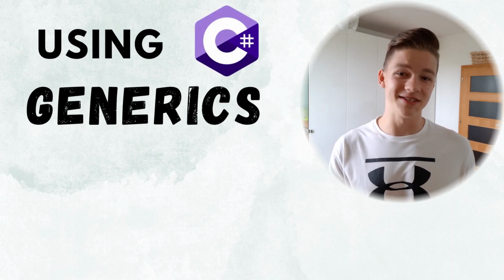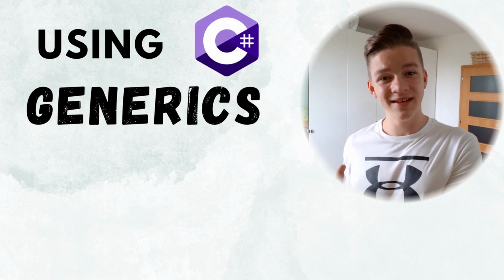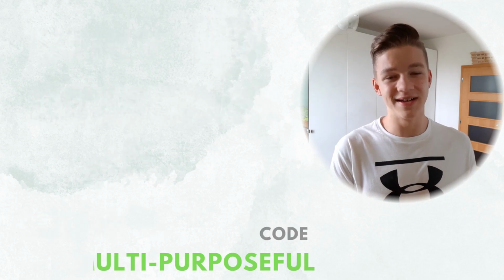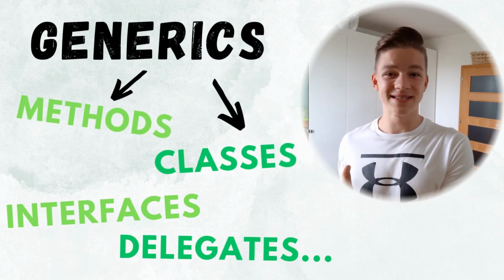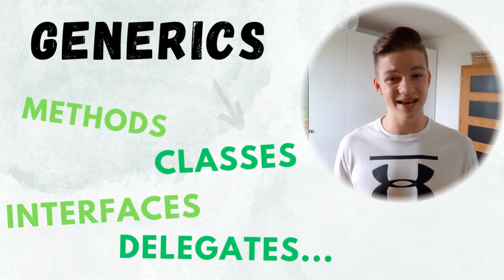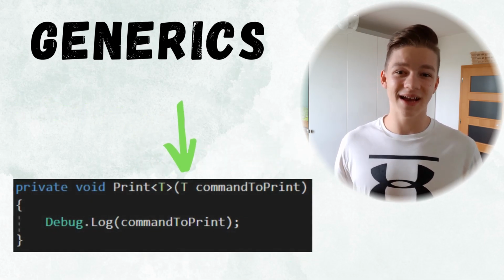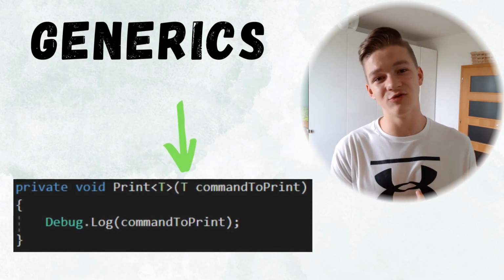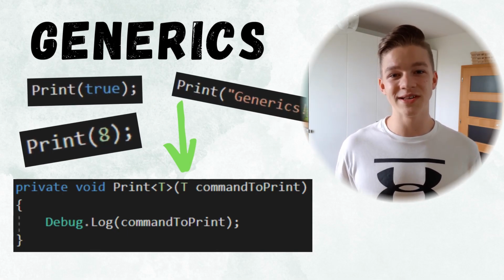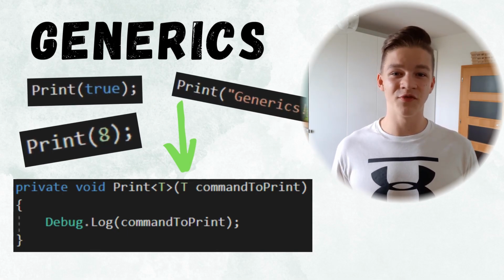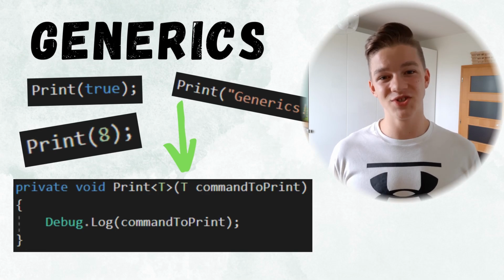Using generics in C# will help you to write clean and multipurposeful code. They are most commonly used in methods and classes, and using them, you don't need to specify the types of the input and output values. So when you want to create some method that will be working with multiple data types, you can use generics.